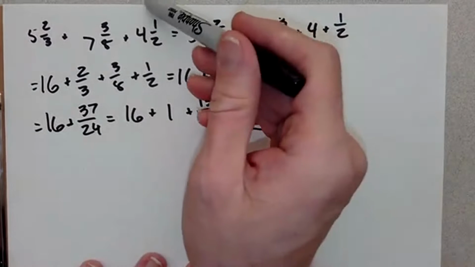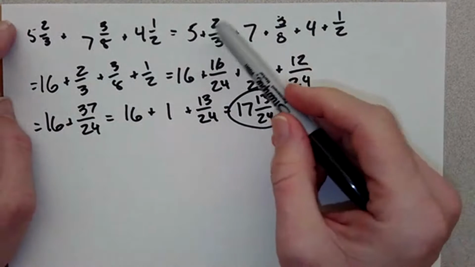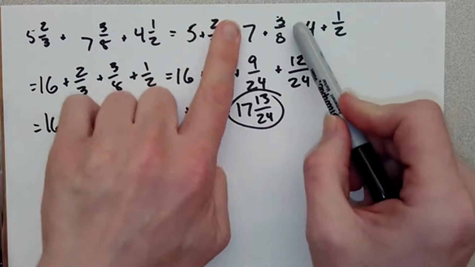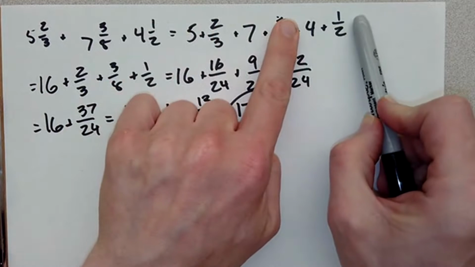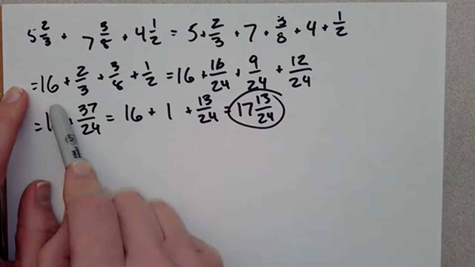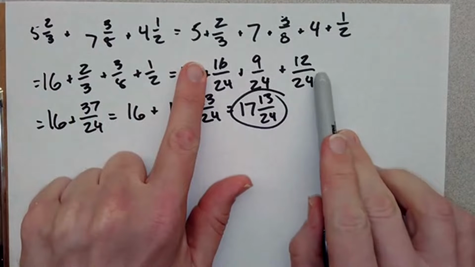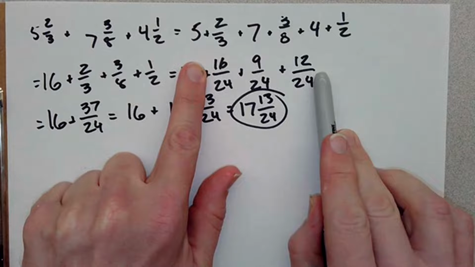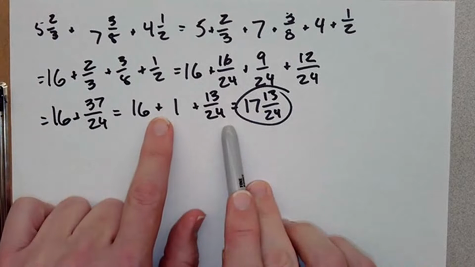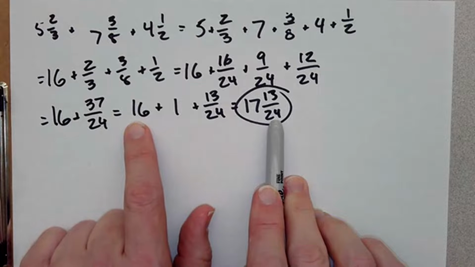I took our original mixed numbers and separated them into whole number parts and fraction parts. 5 plus 2/3, 7 plus 3/8, 4 plus 1/2. Then I added up all of my whole number parts. 5 plus 7 plus 4 is 16. My fraction parts are still there. I change my fractions so that they have the same denominator. Then I added up those fractions, changed it to a mixed number, and added the whole part of the mixed number to my original 16.